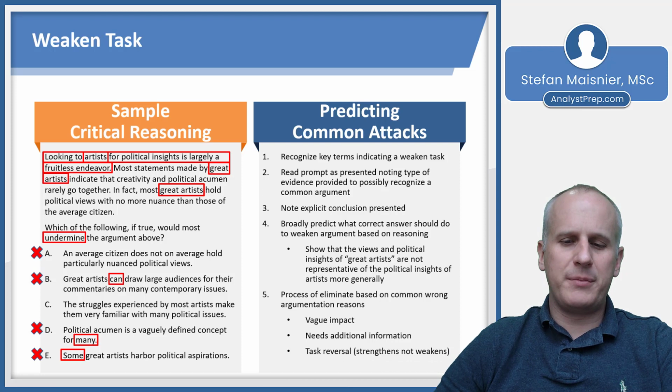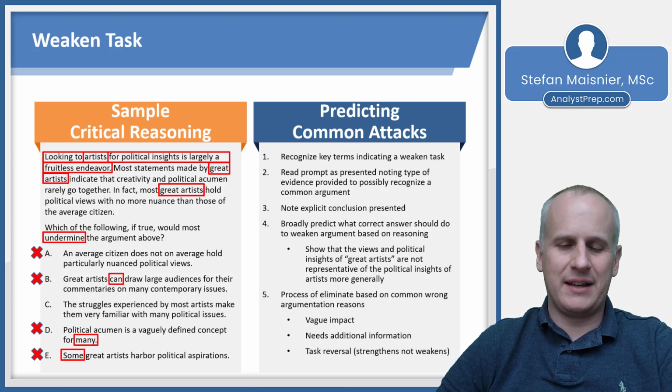Then we also have to be aware of task reversal. So in this case, we want something that would strengthen rather than weaken the claim. And choice A, an average citizen does not, on average, hold particularly nuanced political views. Well, that's saying that the great artists do not have nuanced views. And if anything, this actually strengthens the argument, even though it doesn't fix the assumption that we identified of the term shift between artists and great artists.